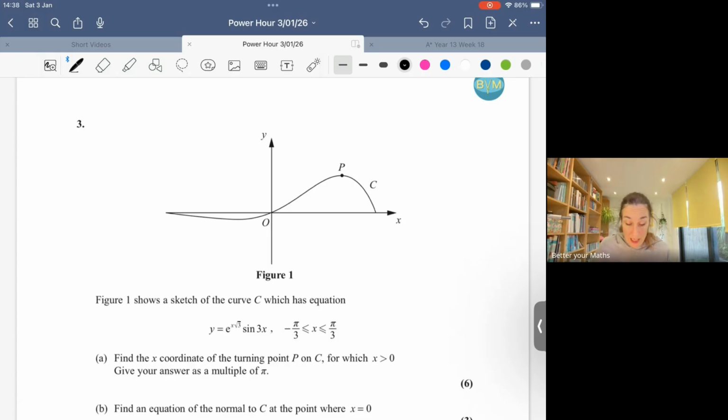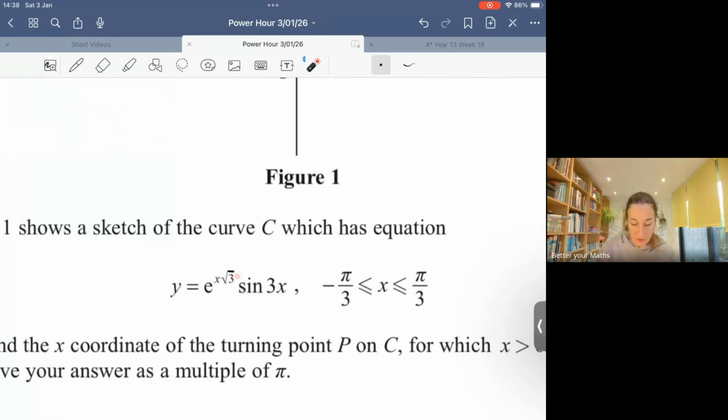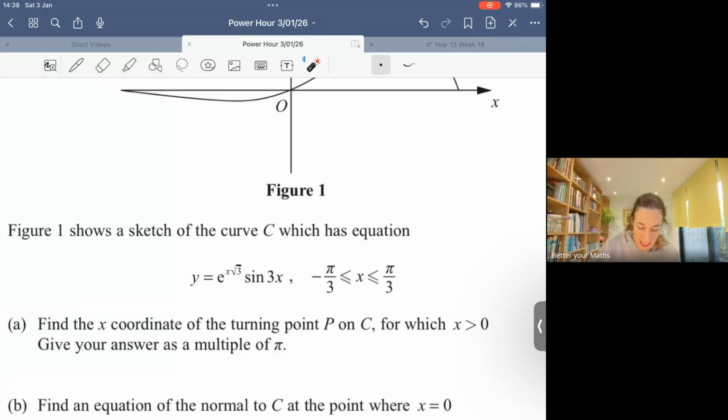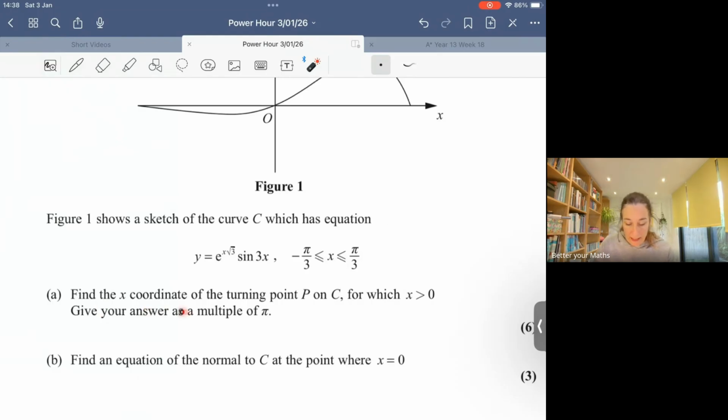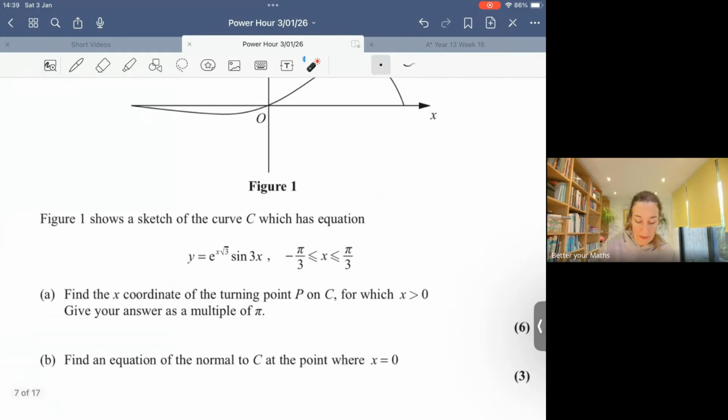Yeah, exactly. So we have a curve with this equation. It has, I don't know if you can see, e to the power of x root 3 times sine 3x. A product of two functions. Now, find the x coordinate of the turning point on C where x is positive. So there you have a turning point here and a turning point here. They're asking us for the one with x positive, so this one, P. And we have to give the answer in a particular way. We will go to that when we get the answer.